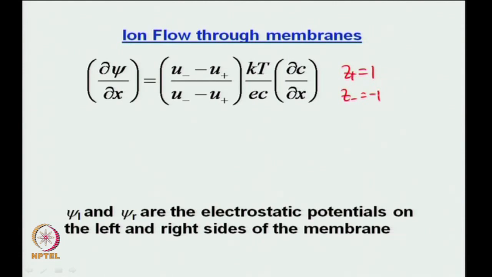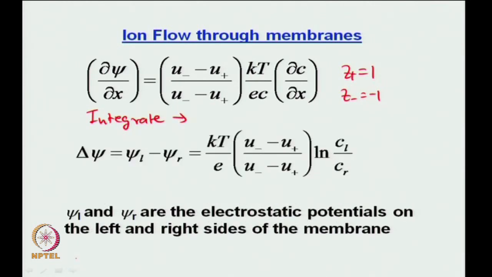So, if you integrate this, this is what you end up with. The del psi is equal to psi of L minus psi of R, where L is the potential on the left side of the membrane and R is the potential on the right side of the membrane. This L and R we have discussed before, but that is what it means.